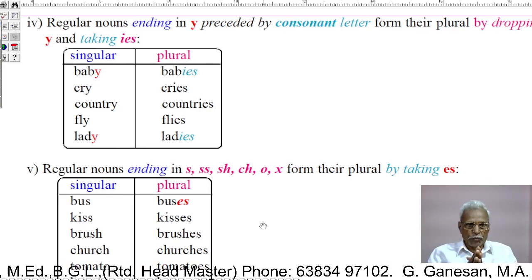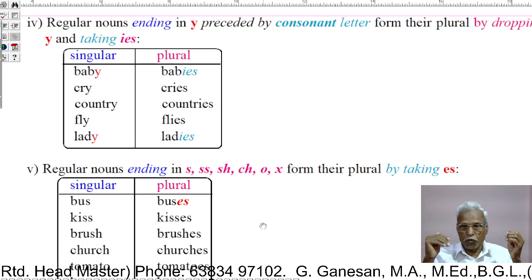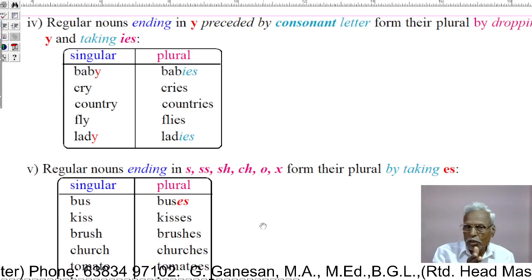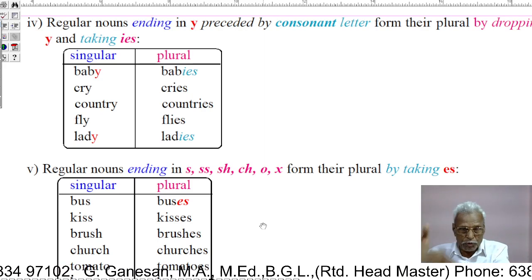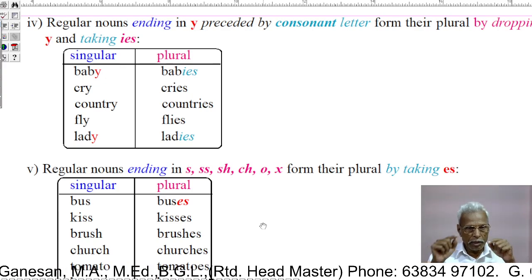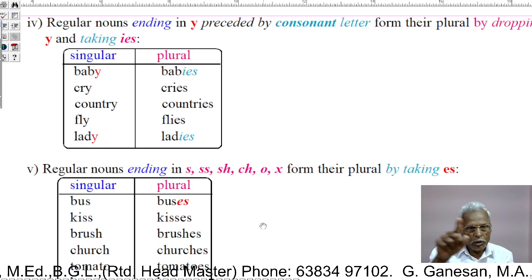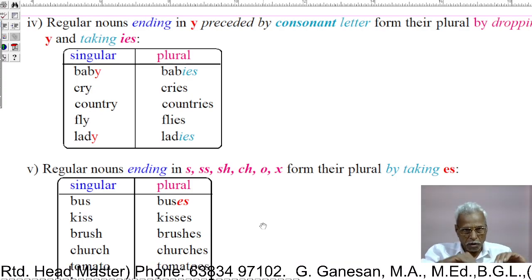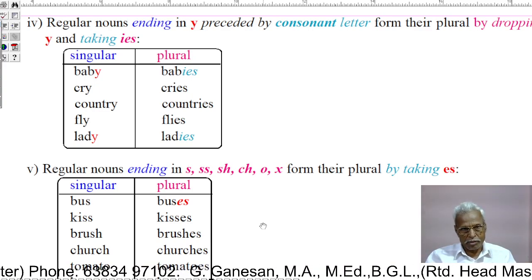Rule 4. Regular nouns ending in Y preceded by a consonant letter form their plurals by dropping the Y and taking IES. Example, baby ends in Y, but it is preceded by the letter B. So it drops Y and takes IES to form its plural. So baby, babies; cry, cries; country, countries; fly, flies; lady, ladies.